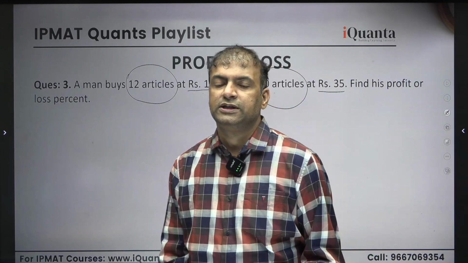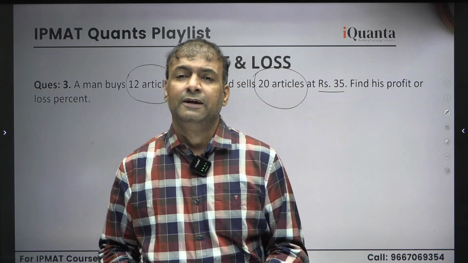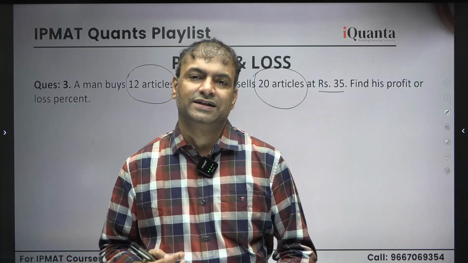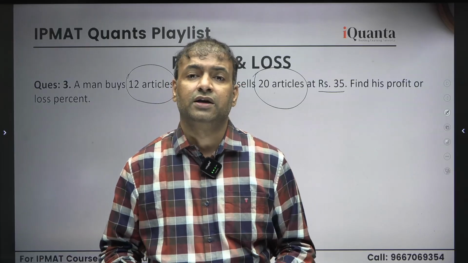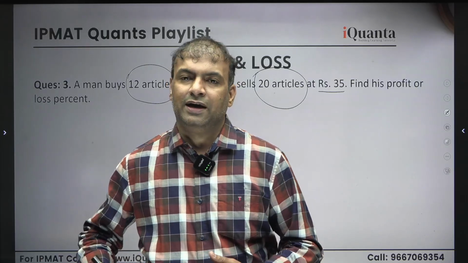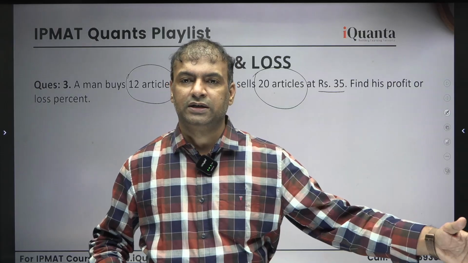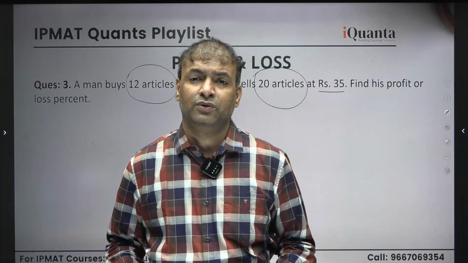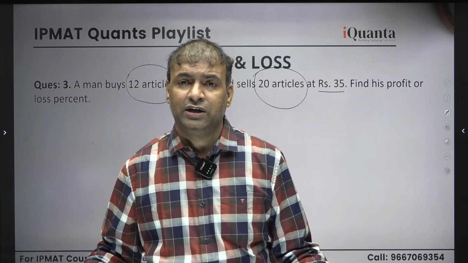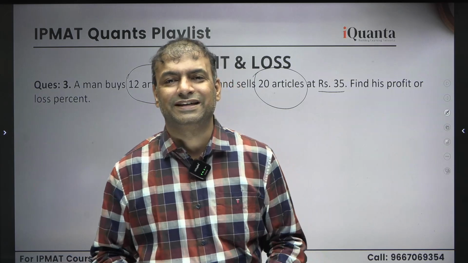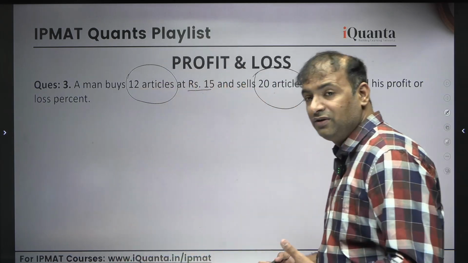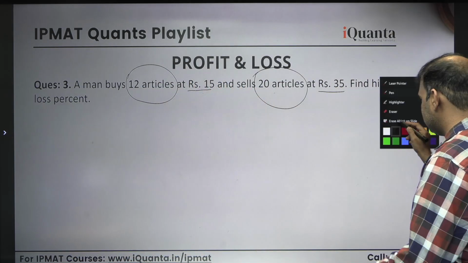We have to consider the number of articles similar when we buy something and when we are selling something. Something very obvious, unless we consider the bought articles and sold articles similar, how can we actually compare them, right? And how can we find the profit or loss percentage? So let me tell you how we can solve this question, right? Let me first write this data, okay?